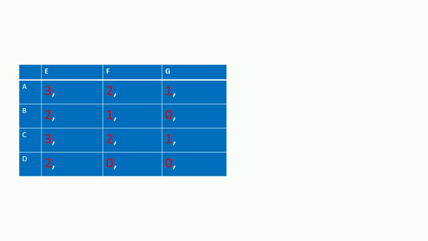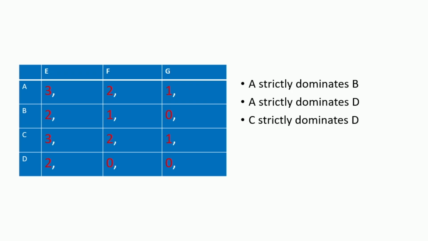And there are other things, right? I have written here A strictly dominates B. Are there others? Yes, A strictly dominates D also. A strictly dominates B, A strictly dominates D, and so on. C strictly dominates D. And also B weakly dominates D.